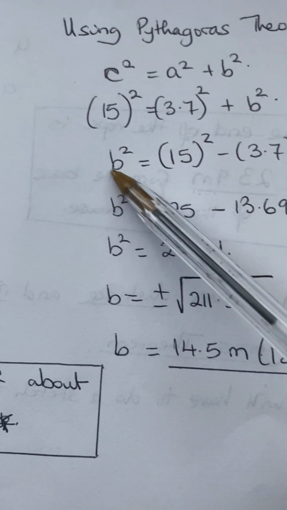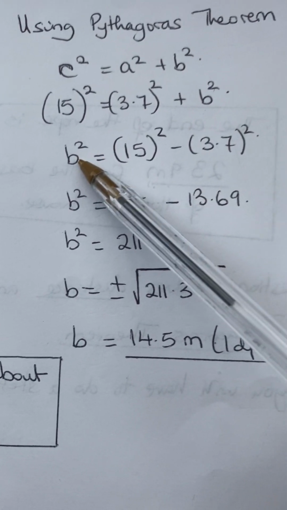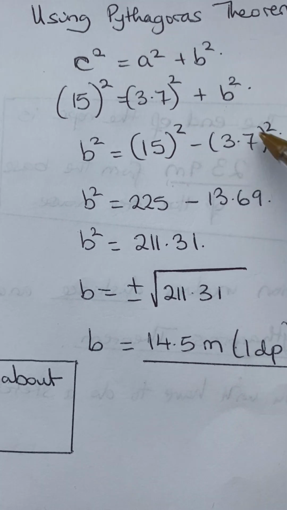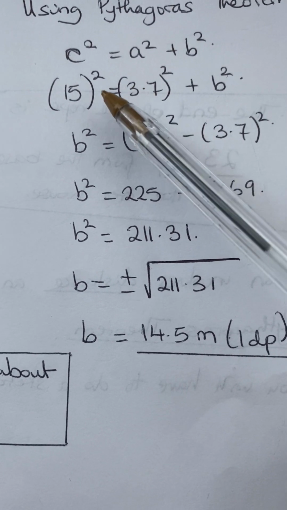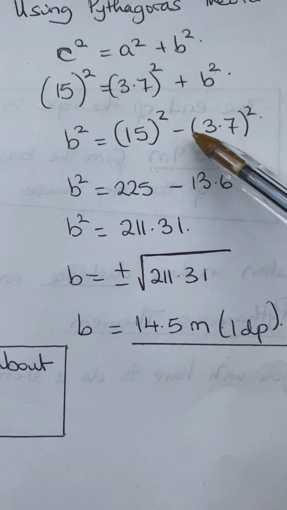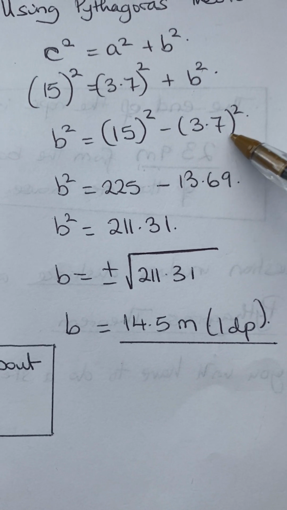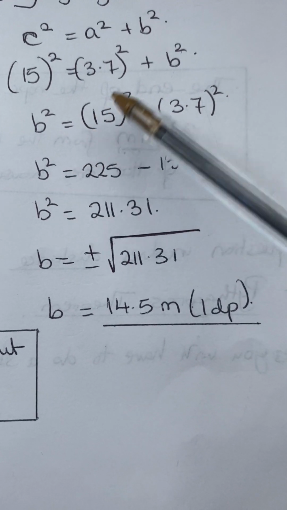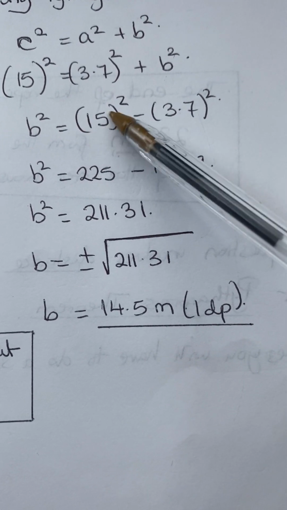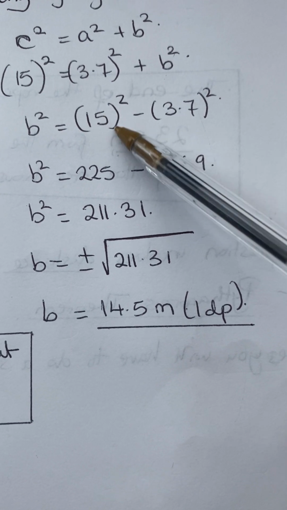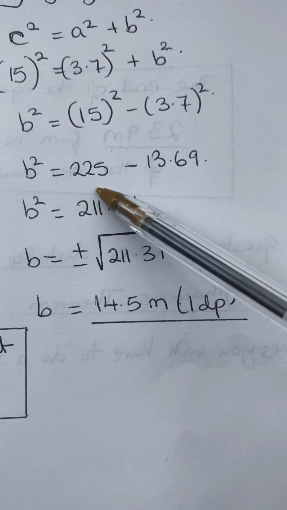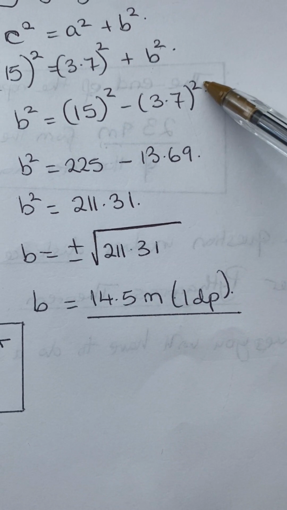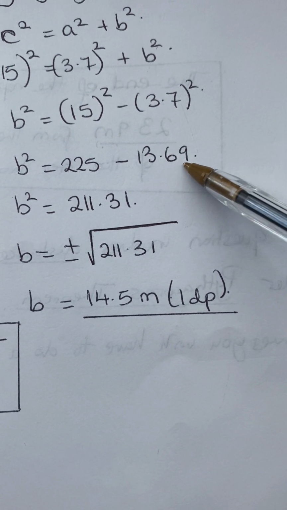So b squared, if you bring it to this side, you have 15 all squared. Now this is positive, so if it goes to that side, it will be minus 3.7 all squared. So b squared, if you do this 15 squared on the calculator properly, you get 225 minus 3.7 all squared, which will be 13.69.